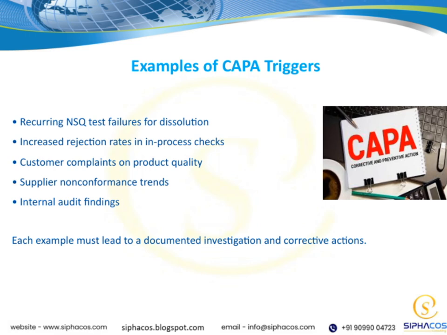The key point here is that each of these examples, whether test failures, rejection rates, complaints, supplier trends, or audit results, must lead us to a documented investigation and corrective actions. This structured approach ensures that we systematically address issues and continuously improve our quality system.